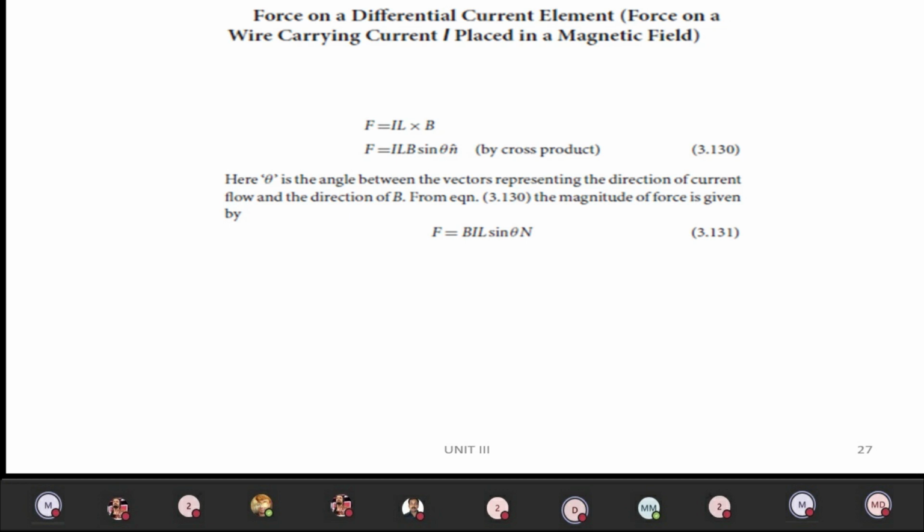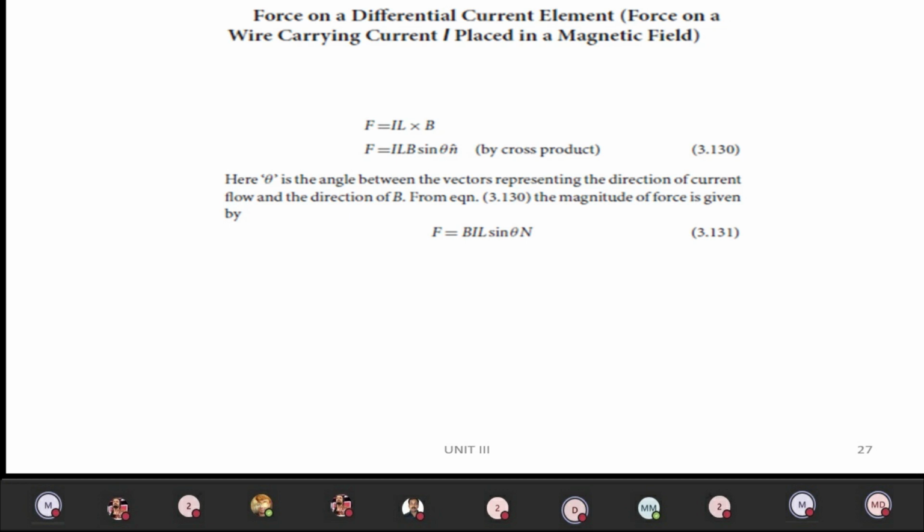So what is the motor principle? Whenever a current carrying conductor is placed in an external magnetic field, a mechanical force is exerted. We are simply telling it like that. Whenever a current carrying conductor is placed in a magnetic field, a mechanical force is exerted. So how do we get that mechanical force? How do we extract it? That is given by this concept.